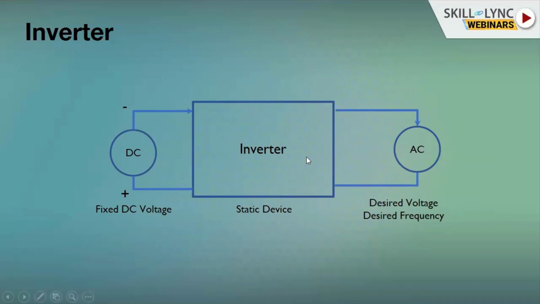So inverter is a static device which converts DC to AC, and the input is going to be fixed DC. It's not going to vary. If it is 48 volts, it is 48 volts. But this AC requirement can be changed. So it could be 12 volts at 50 hertz, or it could be 100 volts at 100 hertz. So depending on the operation of the switches in the inverter, the frequency and the voltage can be fixed.